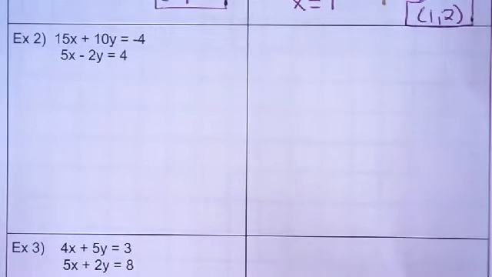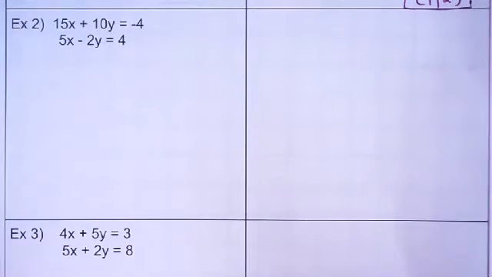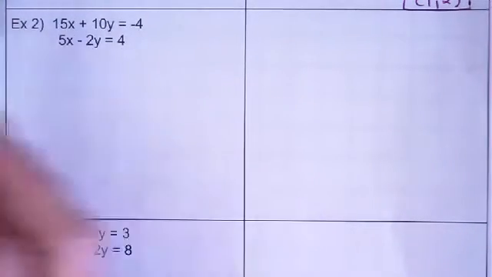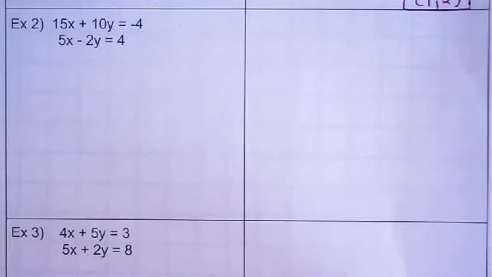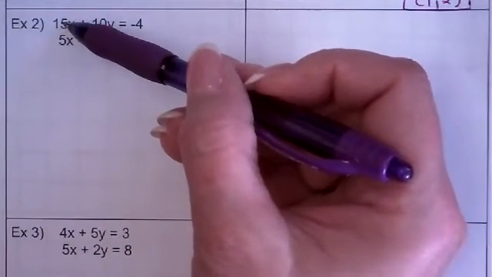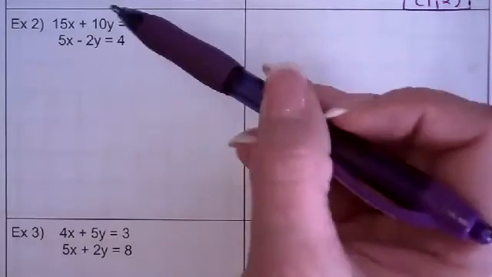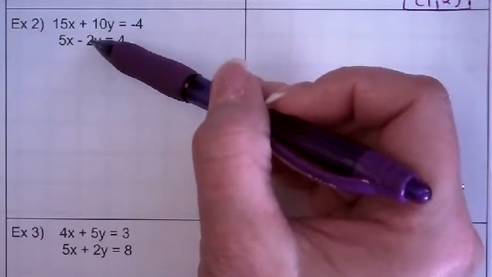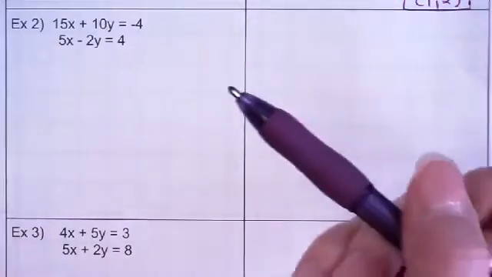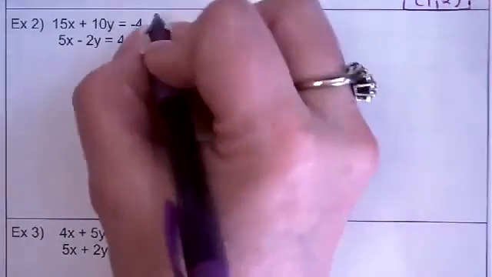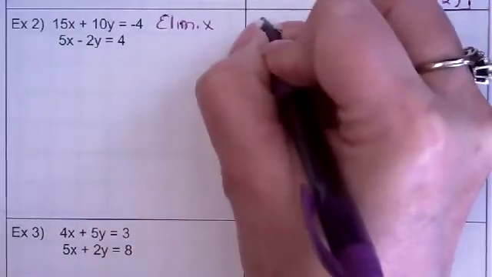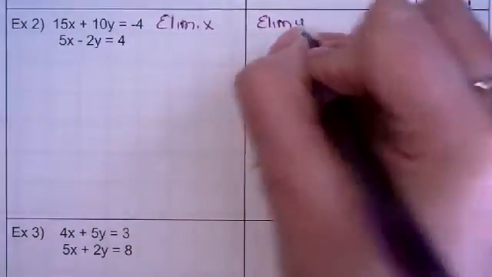Now, number 2, I picked because I don't see any plain x's or y's like I did in the first one. I also picked this one because if you look at the 15 and the 5, 15 is a multiple of 5, and even right here, 10 and 2 on the y's, the 10 is a multiple of the 2. So that's going to help me in the solving part. Now, remember this first one, we're going to eliminate x, and this one, we're going to eliminate y.